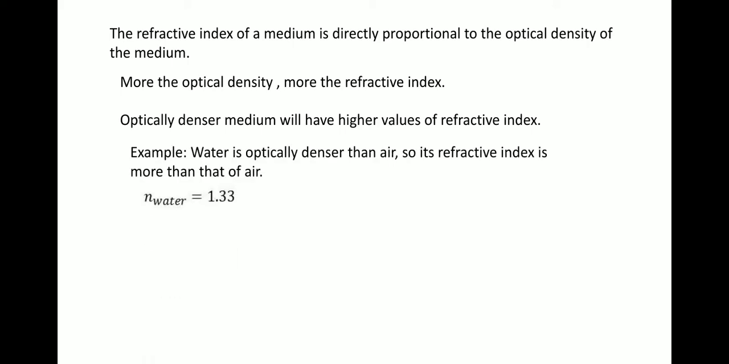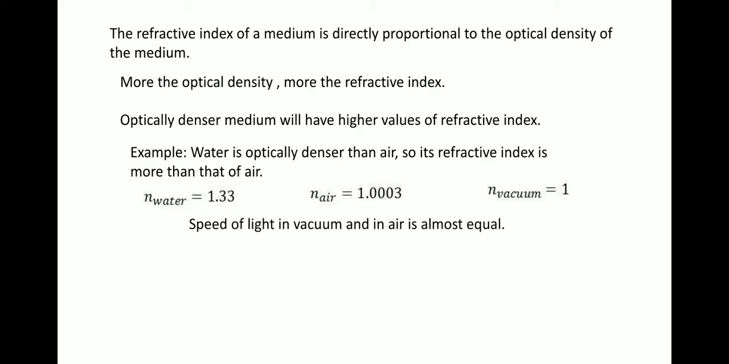Here we can see that refractive index of water is 1.33. Refractive index of air is 1.0003, and the refractive index of vacuum is always considered as 1. Hence, we compare the refractive index with respect to the speed of light in vacuum. Why? Because its speed is maximum in vacuum.